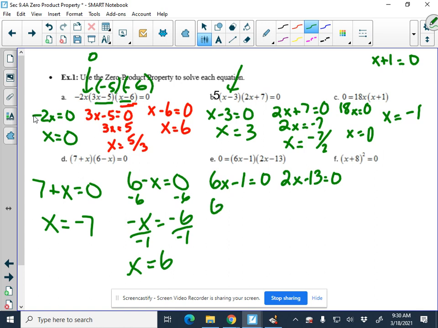Add 1, divide by 6, that one's 1/6. Okay, 6 is in the bottom. Add 13, divide by 2.